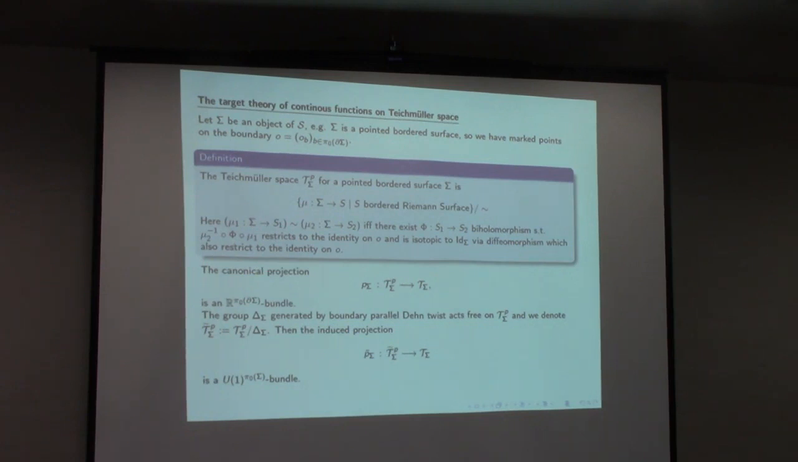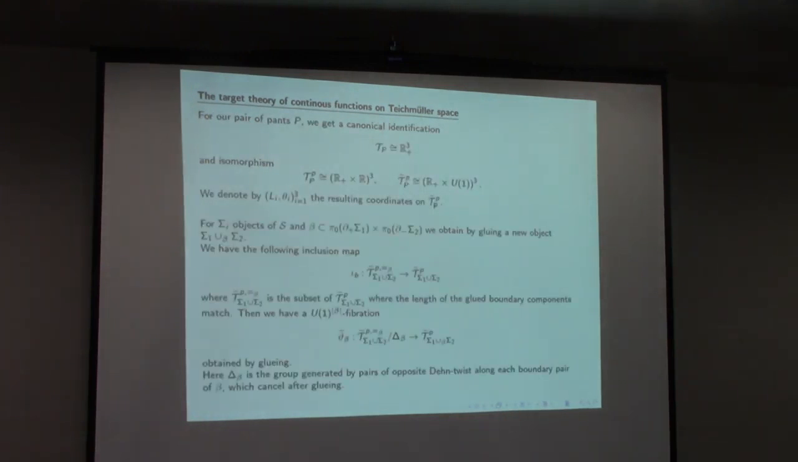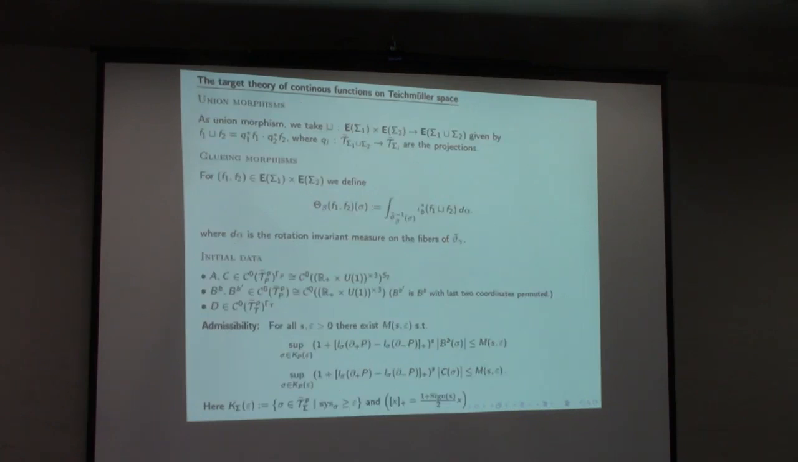Okay, and so we discussed how to build a full target theory using continuous functions on Teichmüller spaces, and I gave you these explicit descriptions of the Teichmüller space of a pair of pants. Without the marked points on the boundaries it is R_+^3, with the marked points on the boundaries it is R_+ × R^3, and if you divide out the boundary-parallel Dehn twists, you get R_+ × U(1)^3. Okay, that's important to remember when we go on.